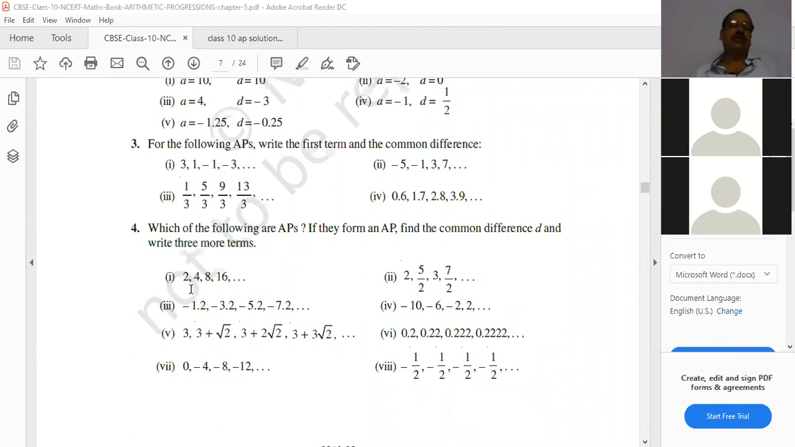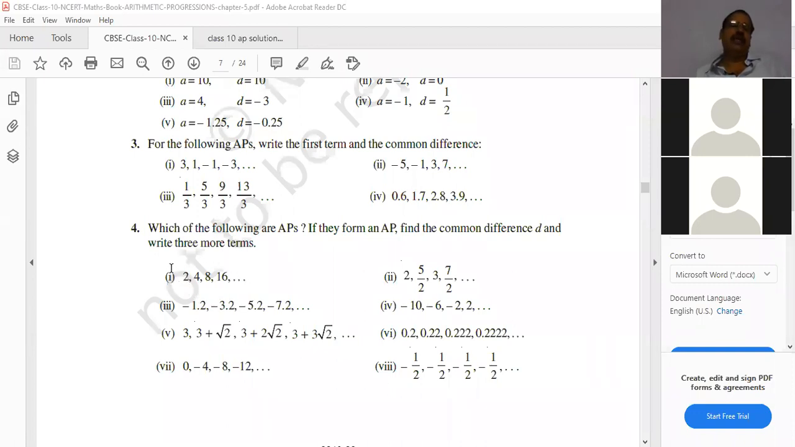First you tell. 2, 4. Sir, 2 plus 2, 2 is the common difference. 4 plus 2, 6, is not there. That's why this is not an AP. The common difference is not the same everywhere. Here first 2, next 4, next 8. Clearly see, everyone understand. The first bit is not an AP.